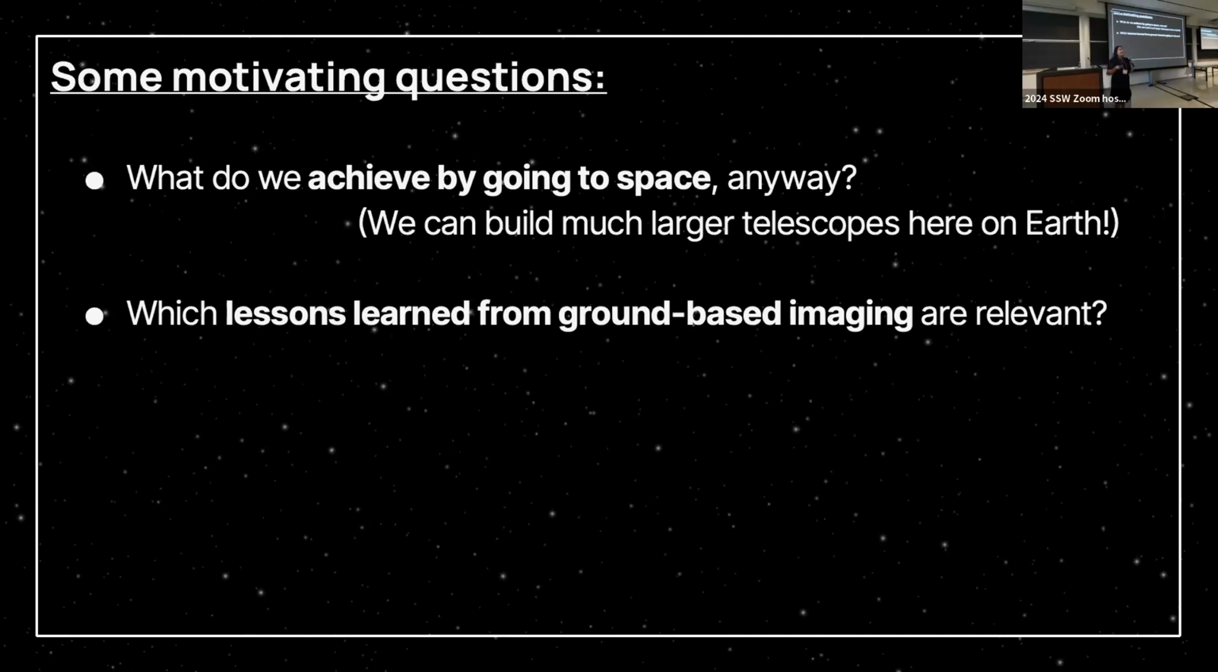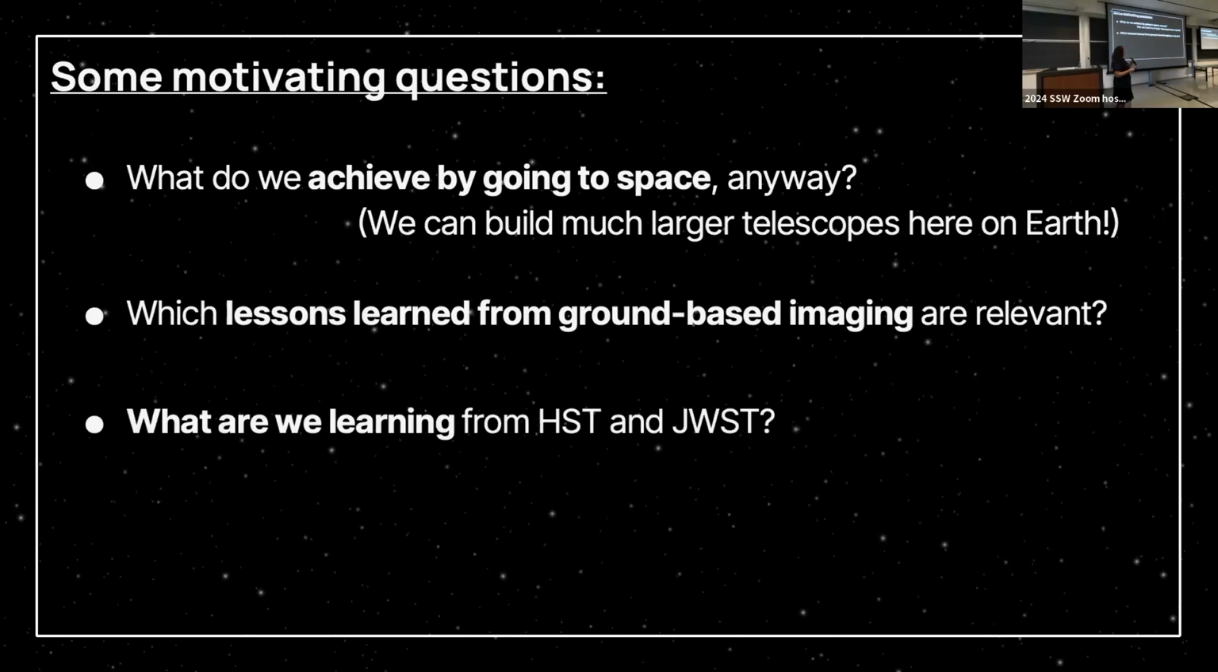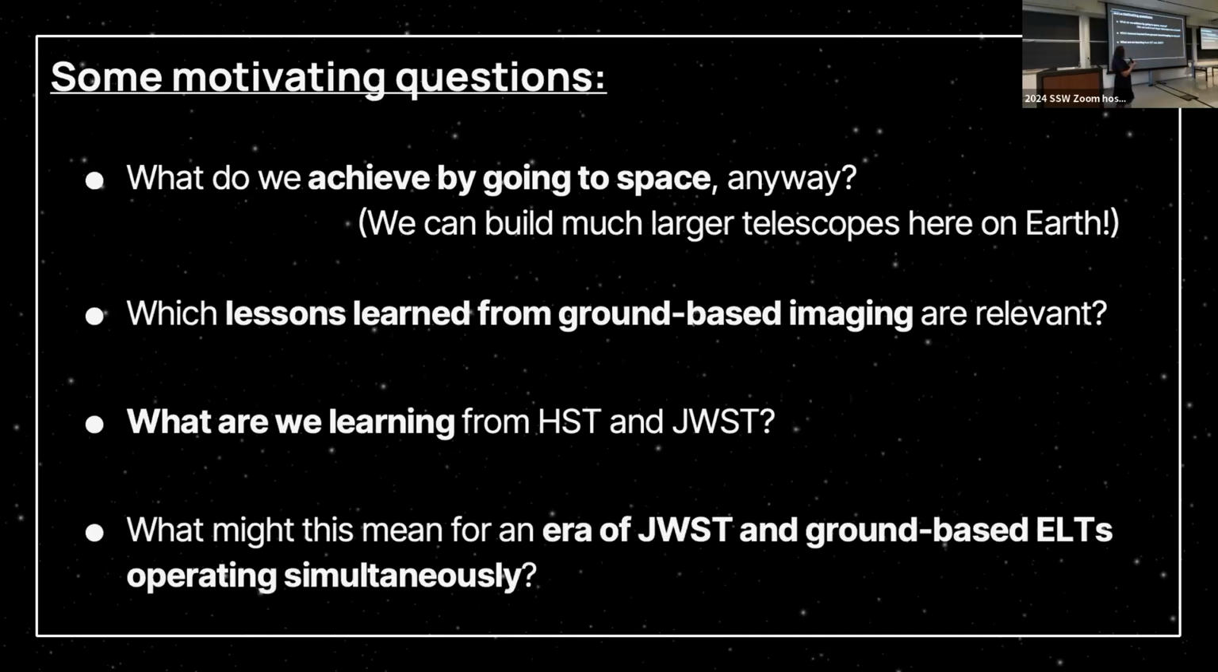What are some of the lessons that we've learned through our history of ground-based high contrast and adaptive optics imaging? What are we learning right now? Mostly I'm going to focus on JWST, but I'll remind you that we still have coronagraphs that are operational in HST as well. And what does this mean for the future, in this era where we will ideally have JWST for the next 20 years or so, as well as ground-based ELTs that are operational?